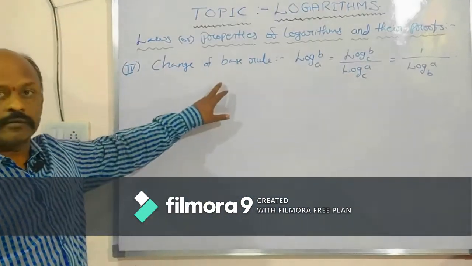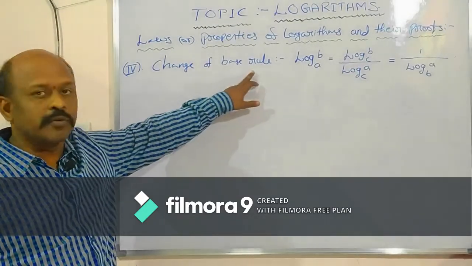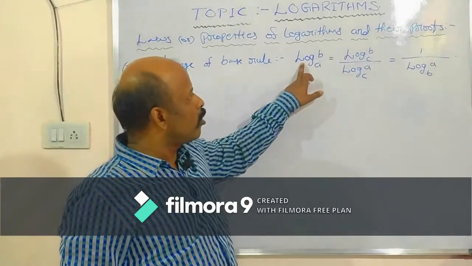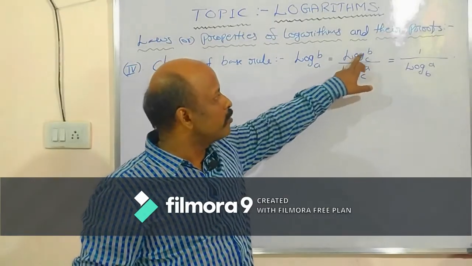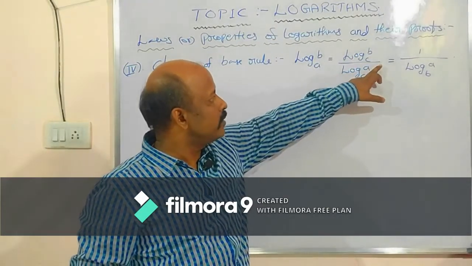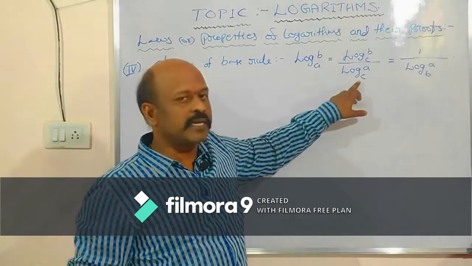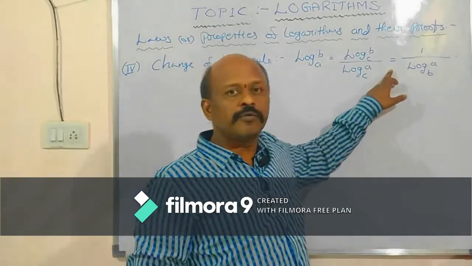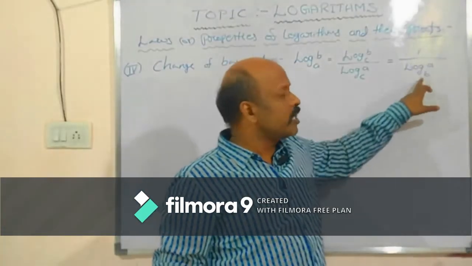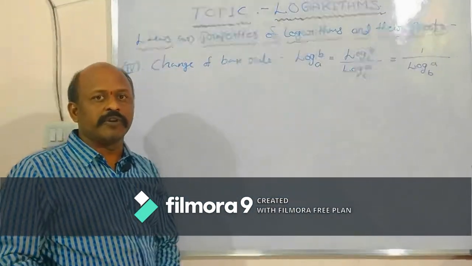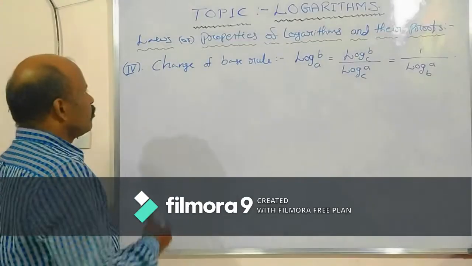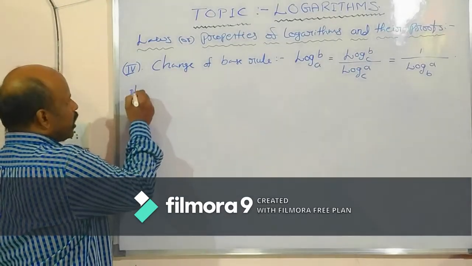Once you observe over here, change of base rule: log b to the base a is equal to log b base c by log a base c, is equal to 1 by log a base b. So this one we have to prove over here. So I am going to do the proof.